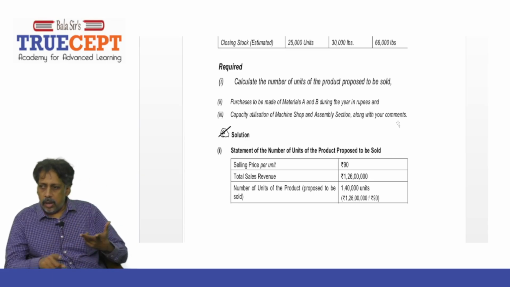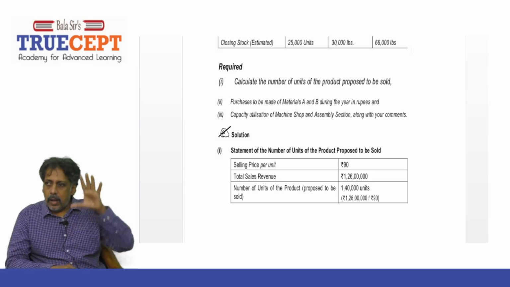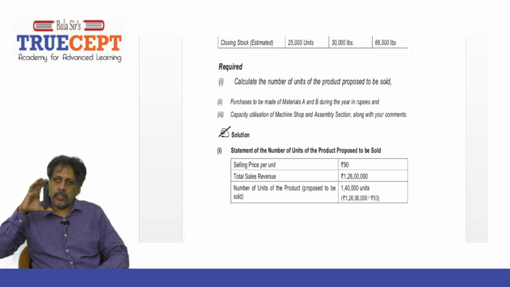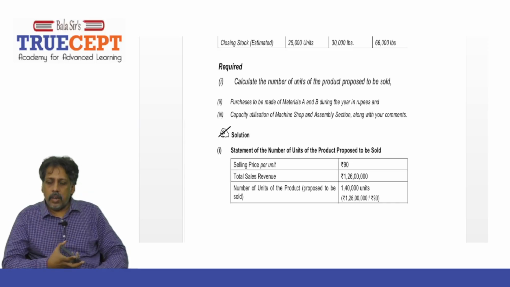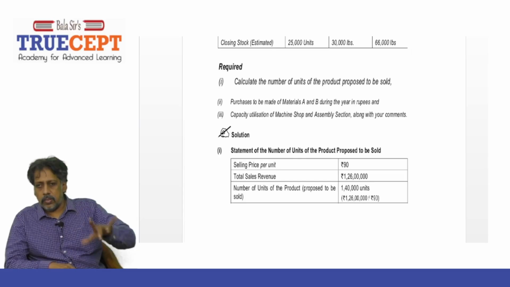First, your job is to calculate the selling price per unit. We have the data given: I need 3 pounds of A and 1.5 pounds of B, 7 hours in the machine shop and 2.5 hours in the assembly section, right? Yes.